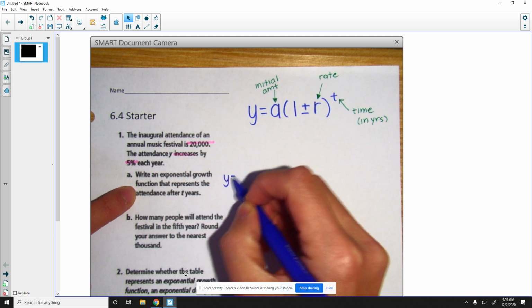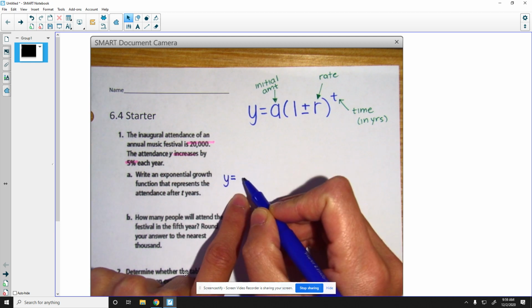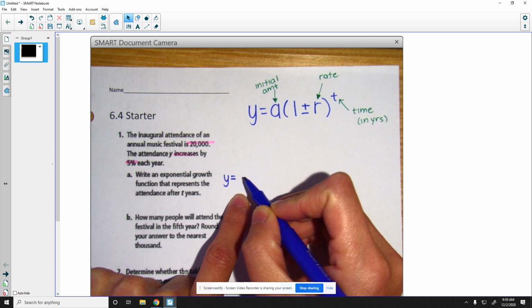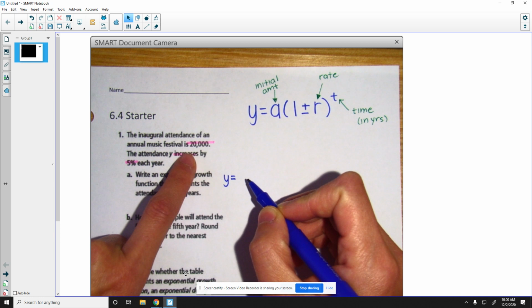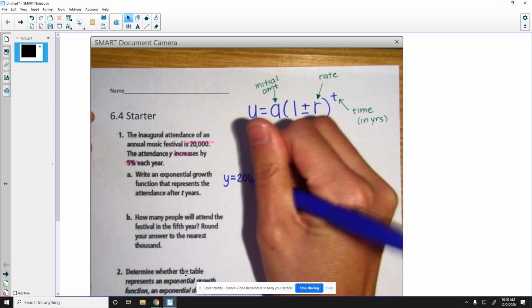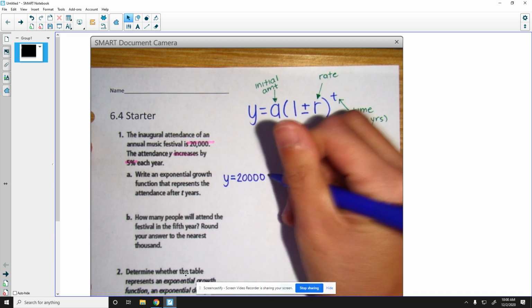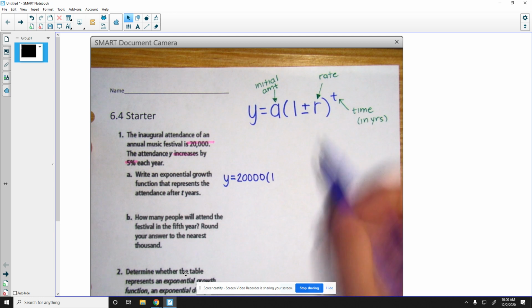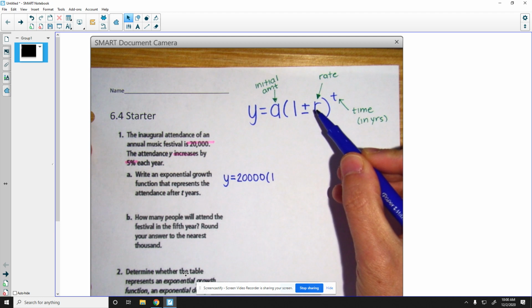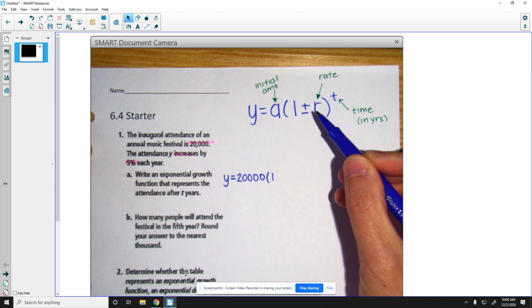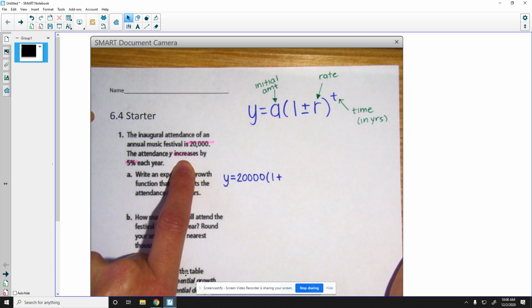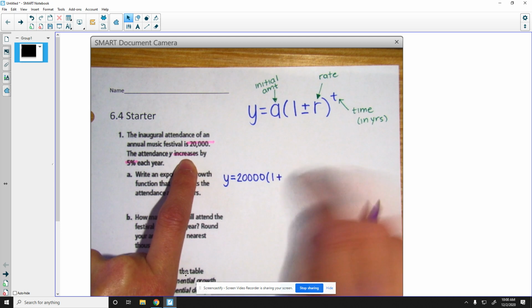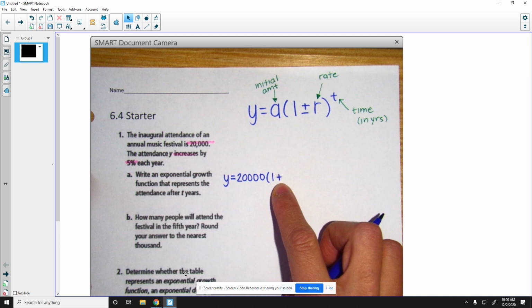So I have y equals a. So Reed said that a was your starting off number. What is your starting off number here? 20,000, right? You started off with 20,000 people and then parentheses 1. Okay, so it's either plus or minus. It can't be both. So is it a plus or is it a minus? What do you think, Owen? Plus. Why? Because it says increases. So normally your keyword is if it says increases, it's plus. If it says decreases, it's minus.